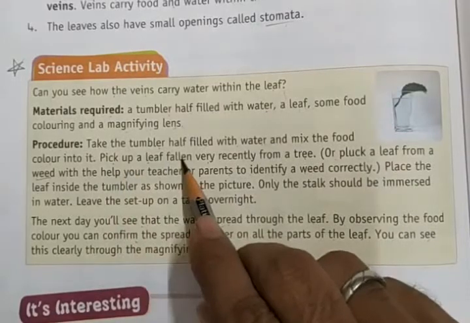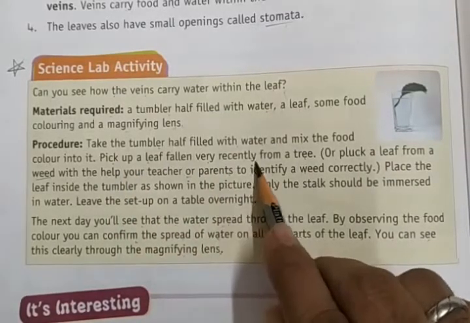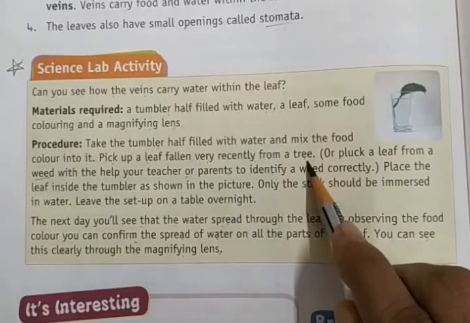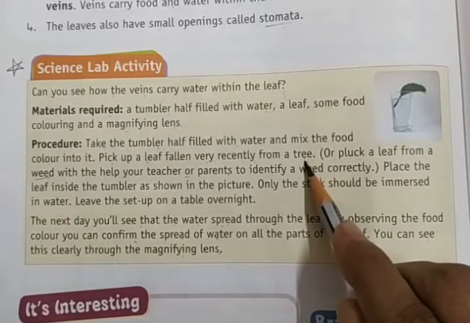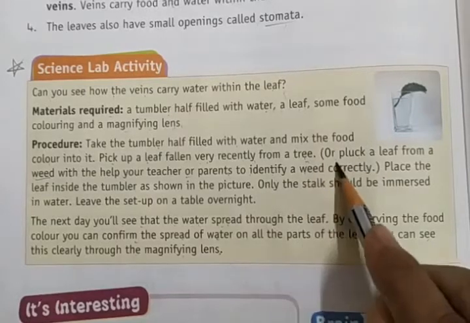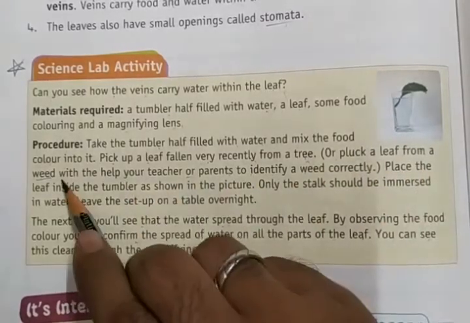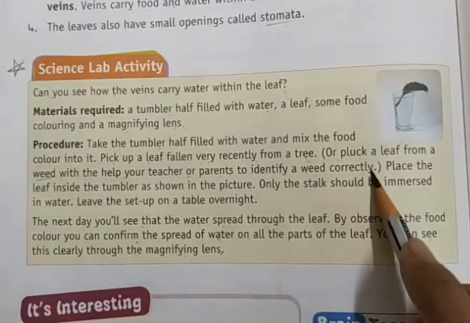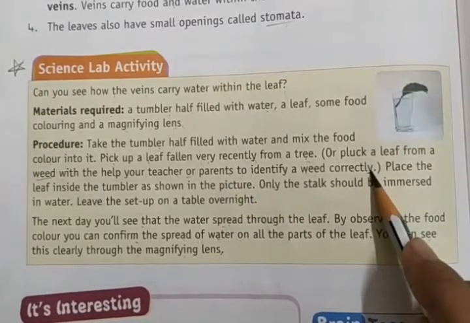Pick up a leaf fallen very recently from a tree. Take a leaf from some plant that is very recent, because an old one will dry up. Okay, or pluck a leaf from a weed with the help of your teacher or a parent. Identify the weed correctly. The leaf should be fresh and good.